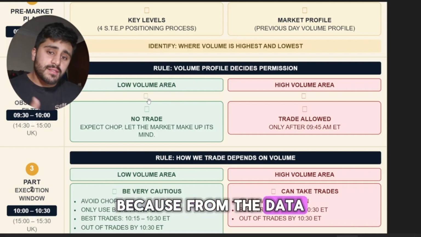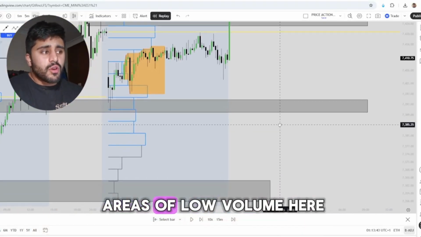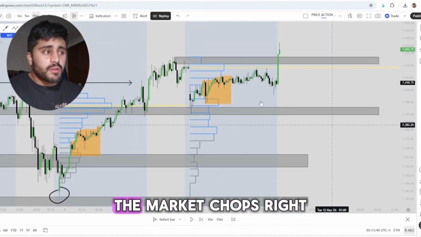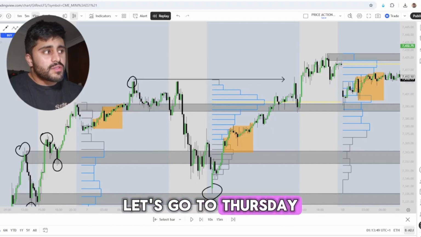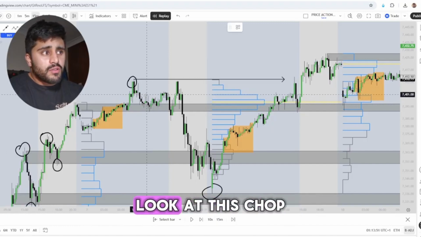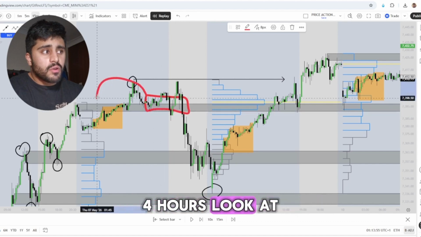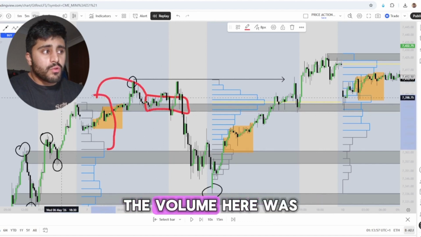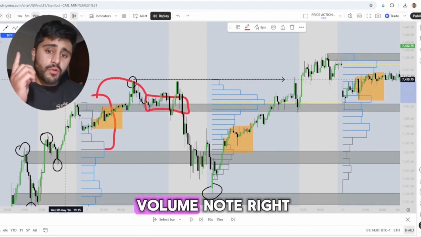because from the data that I've experienced, and you've probably experienced this too, when you're trading in areas of low volume, here for example, right, the market chops, right? So look at this, for example, right? Let's go to Thursday the 7th of May, right? Look at this chop. This chop lasted probably 3-4 hours. Look at where we were with the volume. Right, the volume here was low. This was a low volume area. It's not a low volume node.